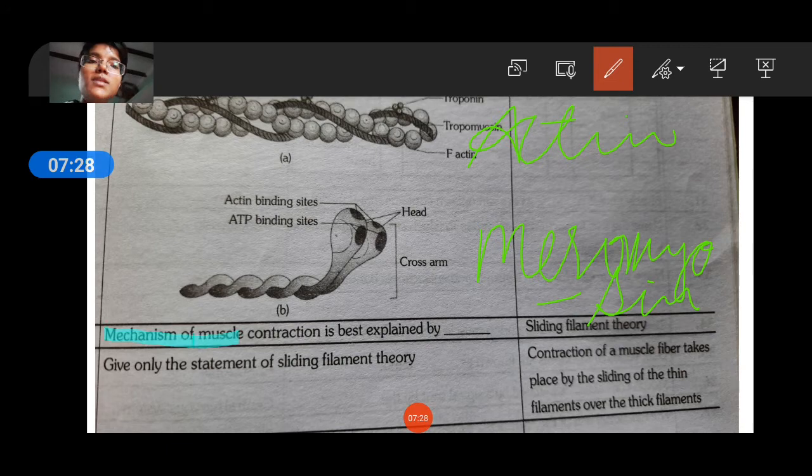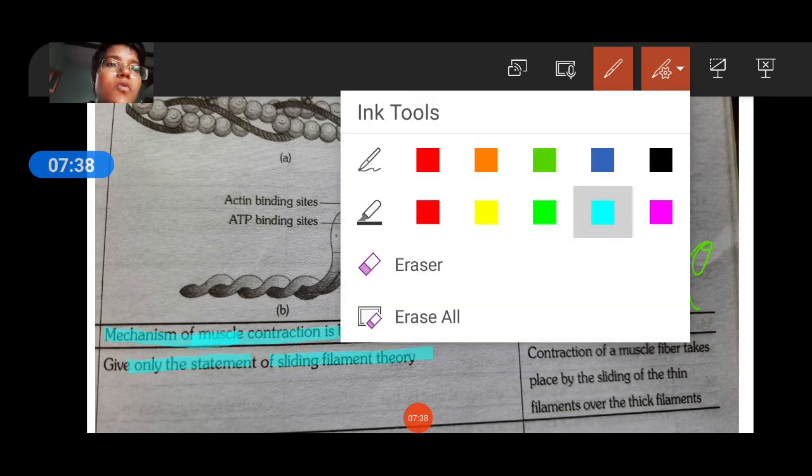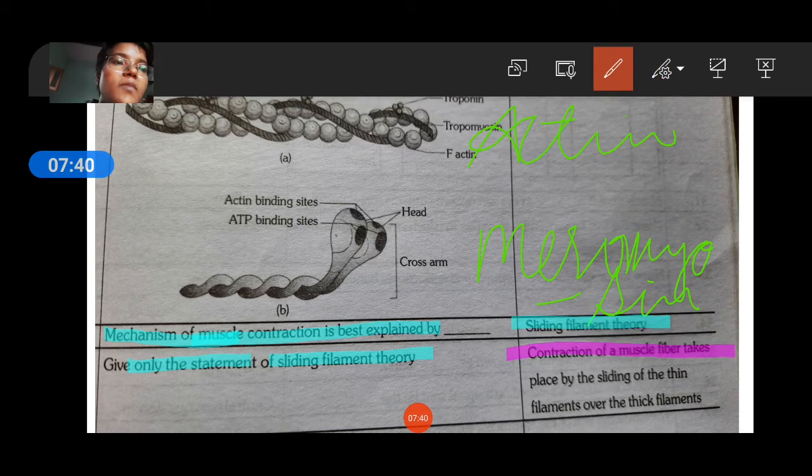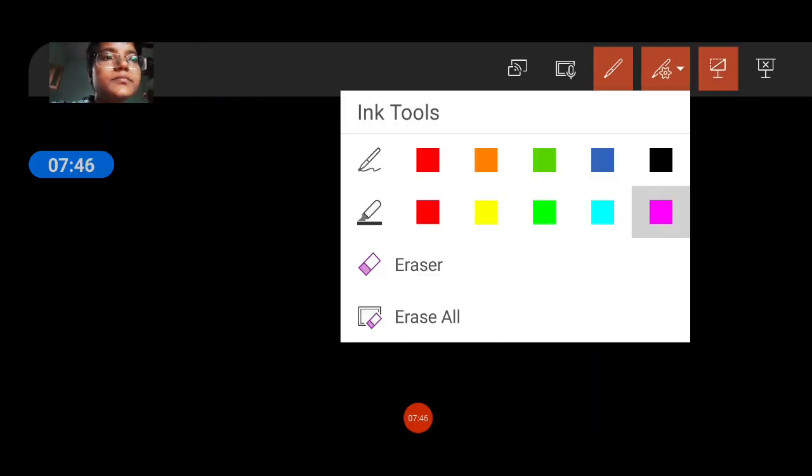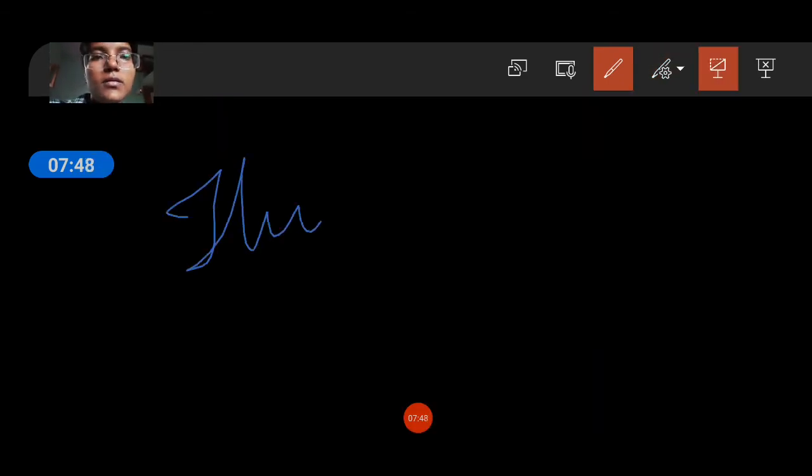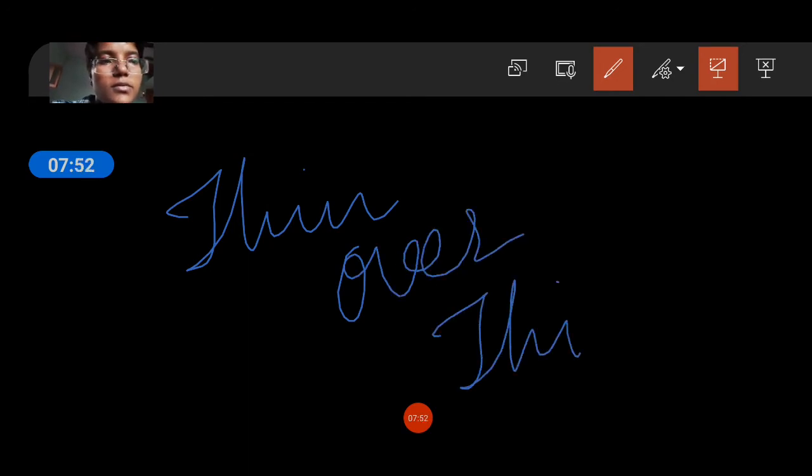Mechanism of muscle contraction is best explained by sliding filament theory by Huxley and Huxley. Give only the statement of sliding filament theory. Contraction of a muscle fiber takes place by sliding of thin filament over the thick.